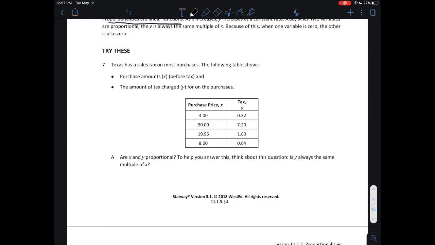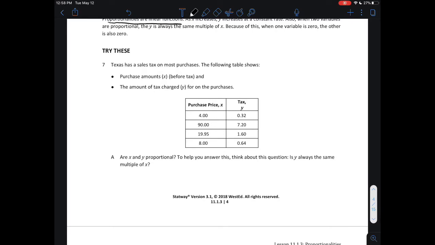$19.95, and $8. And then tax, y, we've got 32 cents for a purchase price of $4. We've got $7.20 for a purchase price of $90. We've got $1.60 for the tax on a purchase price of $19.95. And then finally a tax of 64 cents on a purchase price of $8.